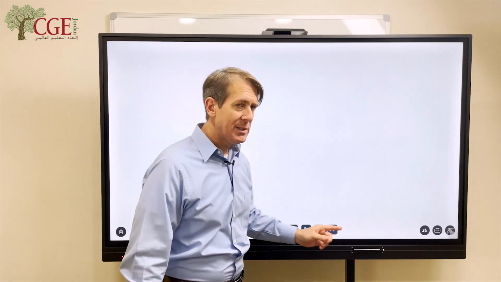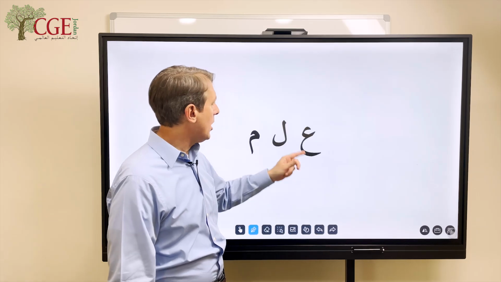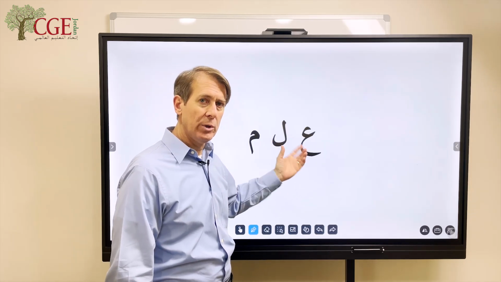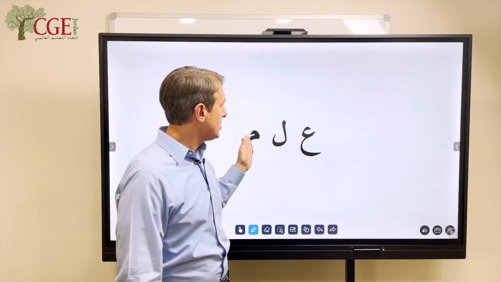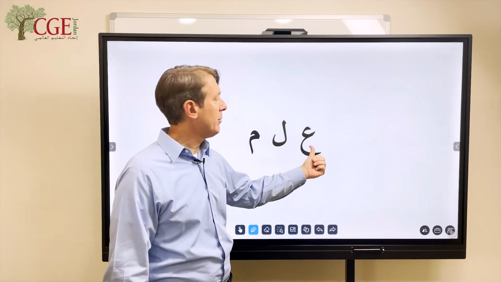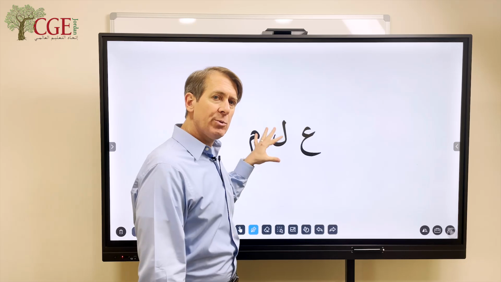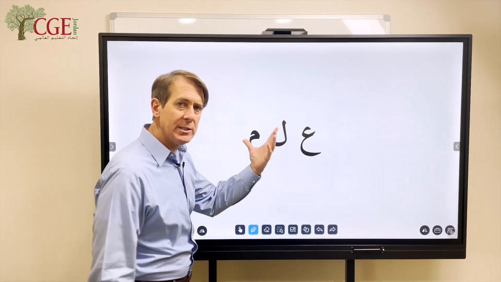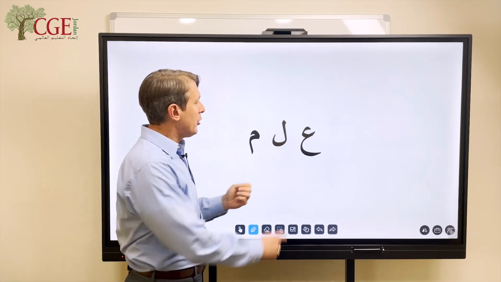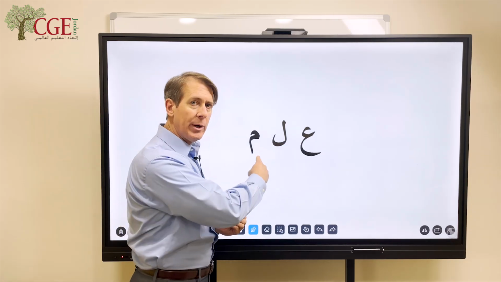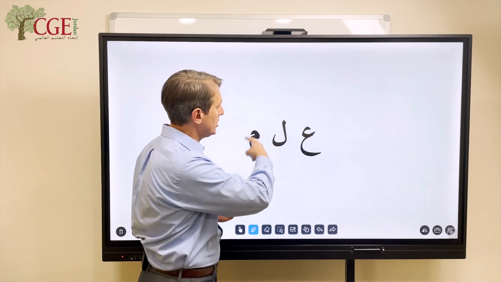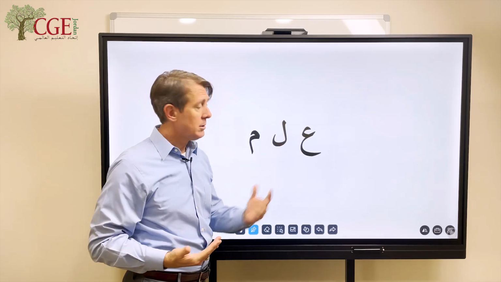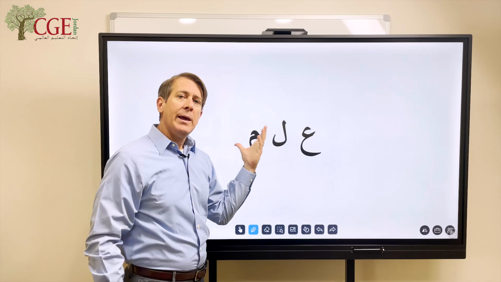So the 10-form system is based on a triliteral root, okay? The triliteral root is 3 letters in the direction from the right to the left. These 3 letters are just an example, okay? But we're going to work on these particular letters. The root is what we call in Arabic the jadr. Jadr is root. So you have here ayn, lam, mim. In this direction, ayn, lam, mim.